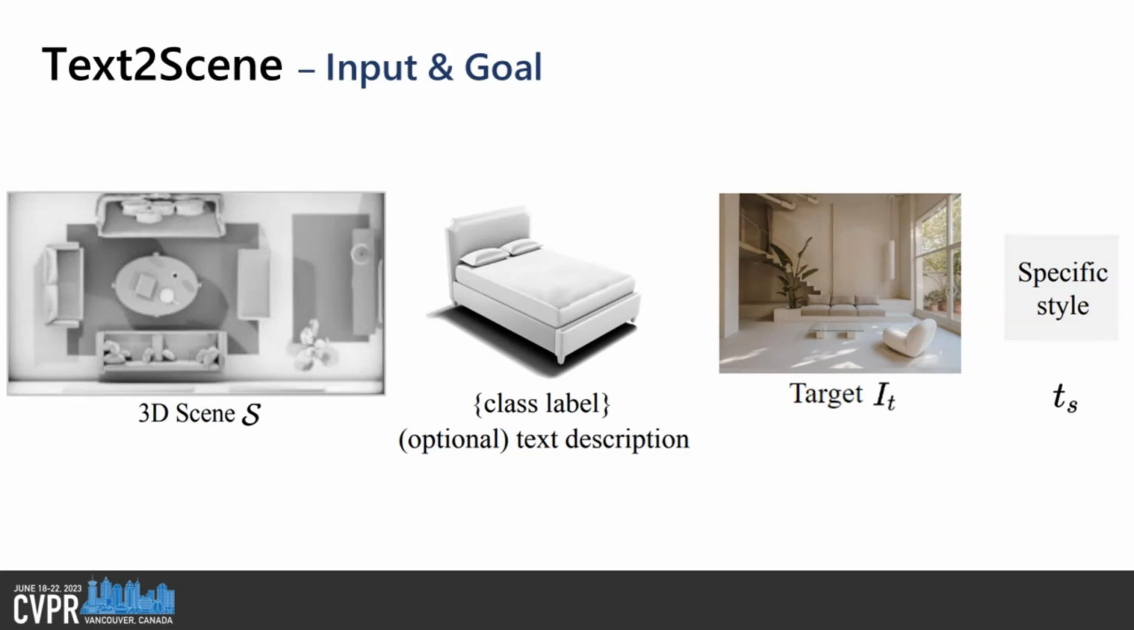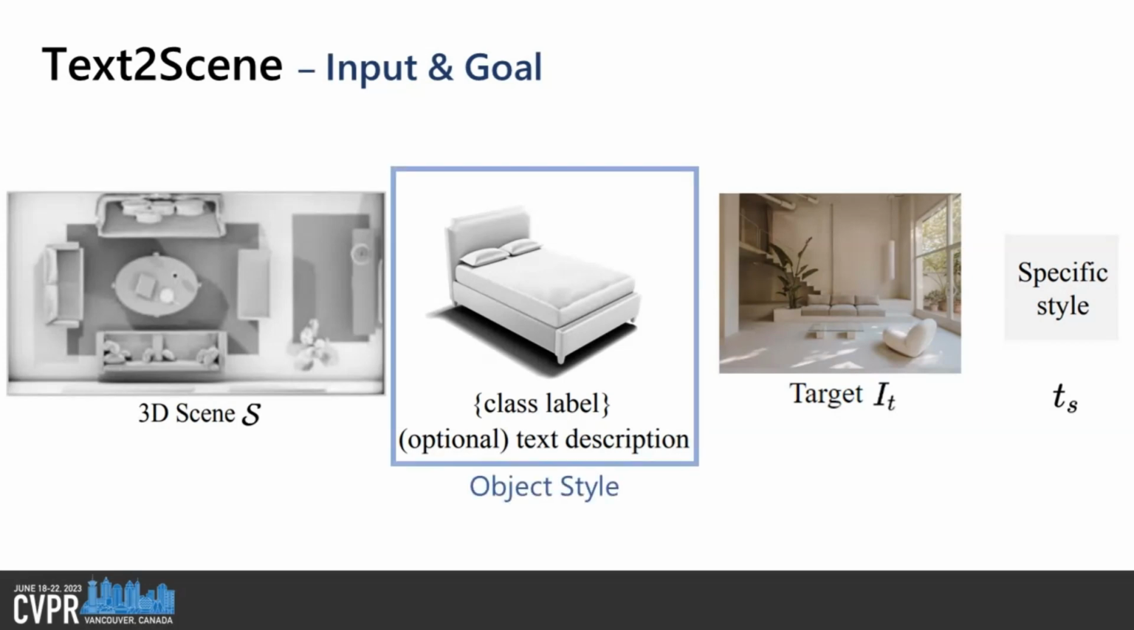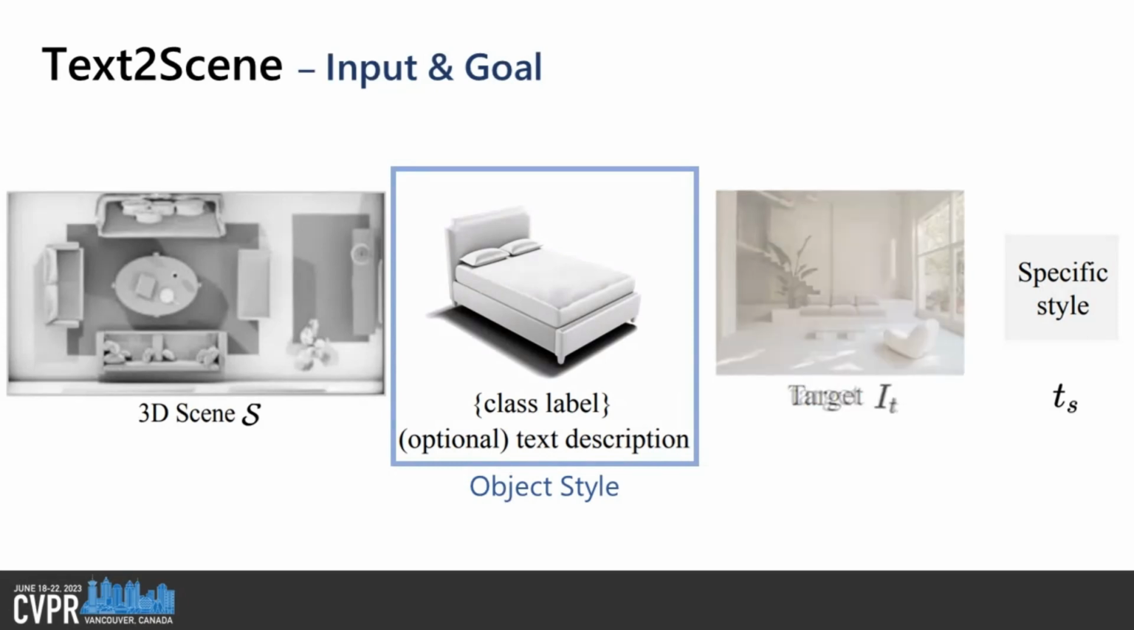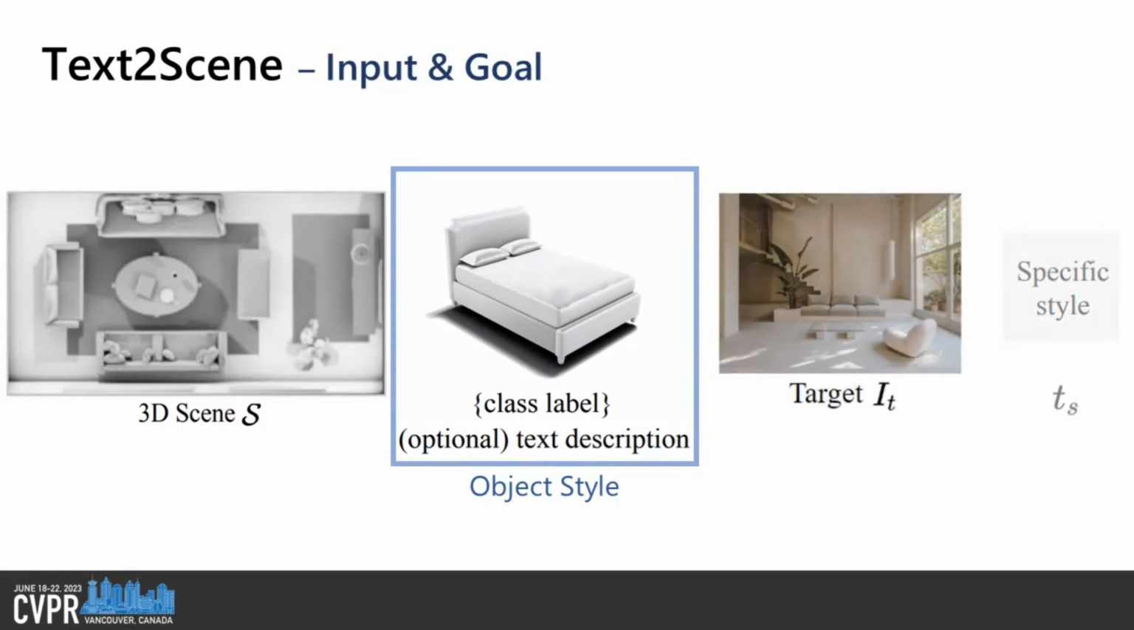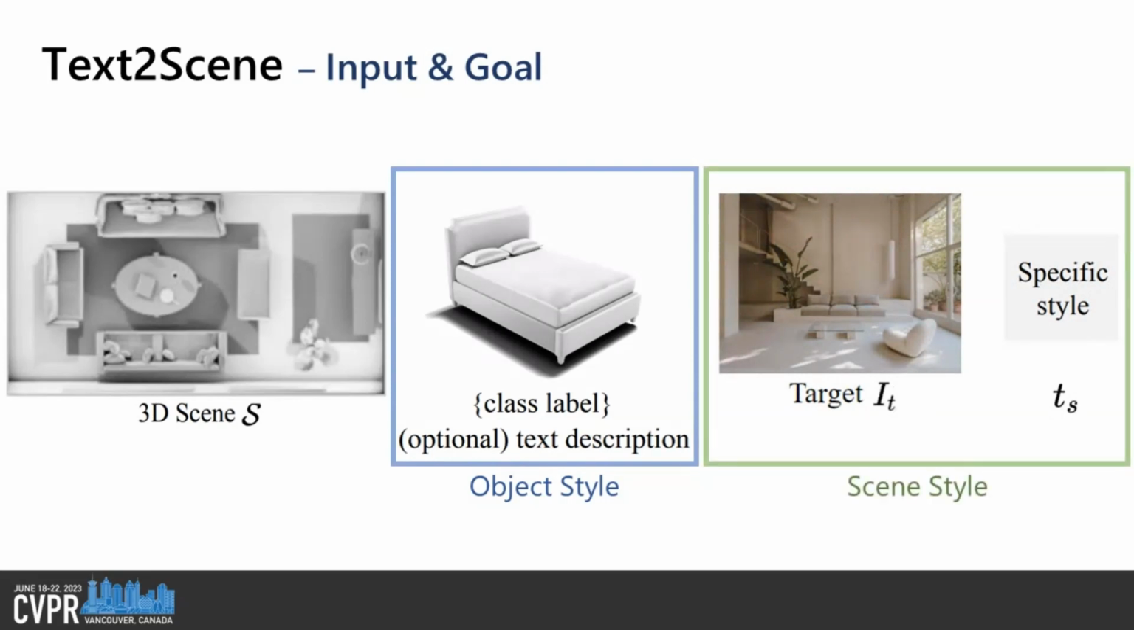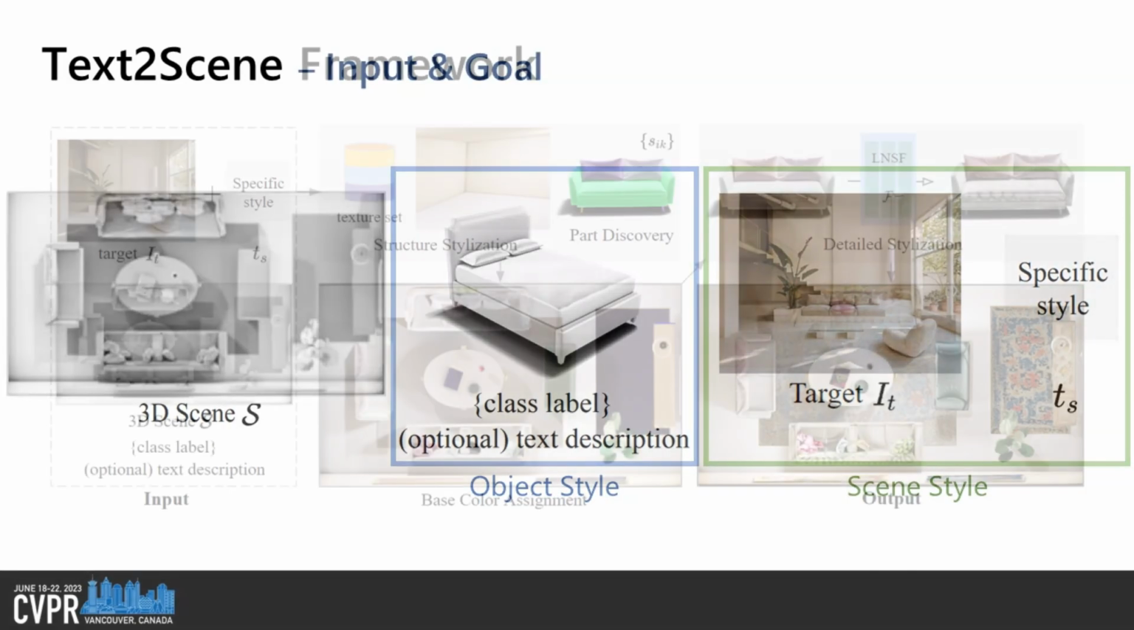The input 3D scene is a mesh, composed of room structure, such as walls or floors, and objects. Additionally, we assume that individual objects in the scene have their class labels, and optionally have additional text descriptions. From these, we can generate a specification of style for objects. The desired scene style is defined with a target image I_T and the text description of the scene T_S. The scene style maintains overall consistency when stylizing a set of objects.